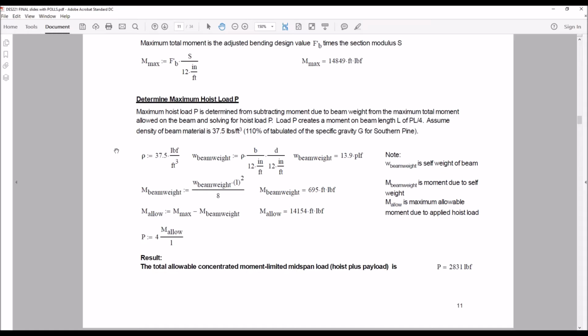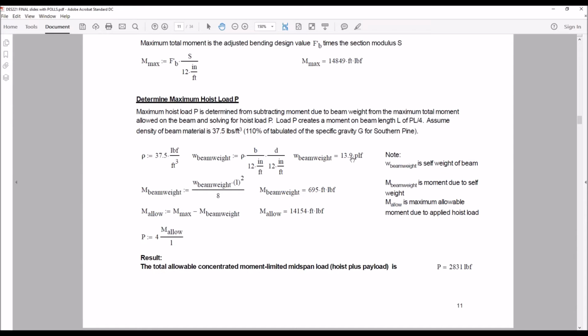There can be variation in specific material depending on where it was grown and how it was harvested. So this is not in the NDS specifically. This is one of those times where we engineers use our best judgment and determine what we think is an appropriate value. So in this example, we determined 37.5 pounds per cubic foot was probably conservative, but we were comfortable with that level of conservatism.